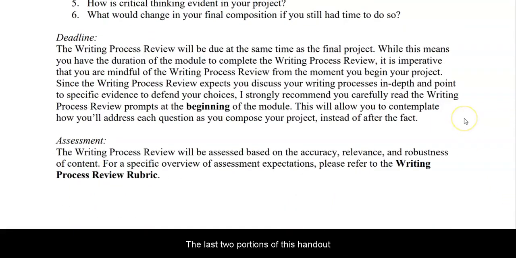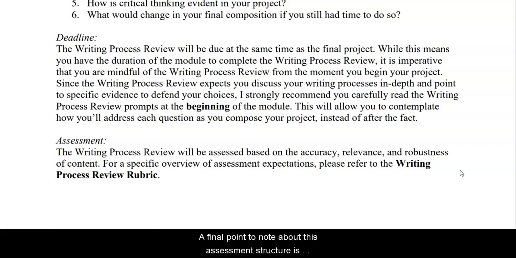The last two portions of this handout outline deadline and assessment expectations. I introduced this assignment early in the module so you can carefully and critically consider the processes you're using and the moves you're making as you compose it, instead of after the fact, in which it becomes harder to reflect back on the ideas you would want to share in your writing process review. And then for assessment, please be sure to consult the assignment rubric.